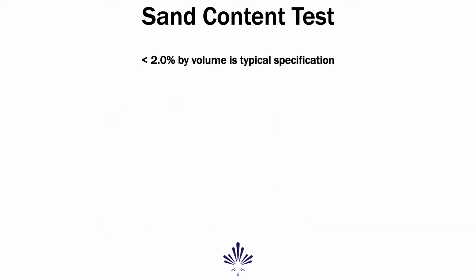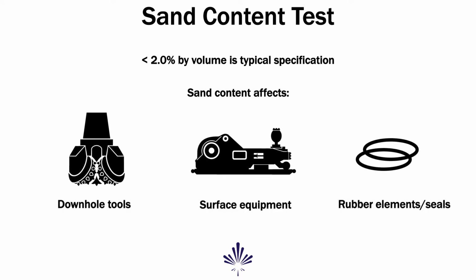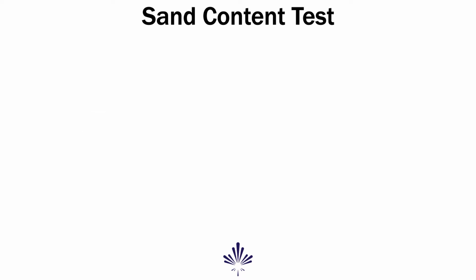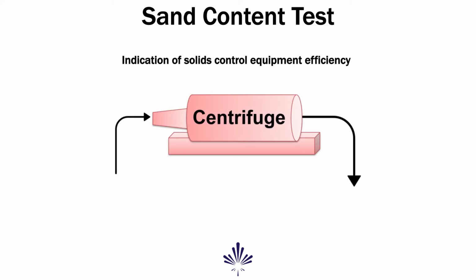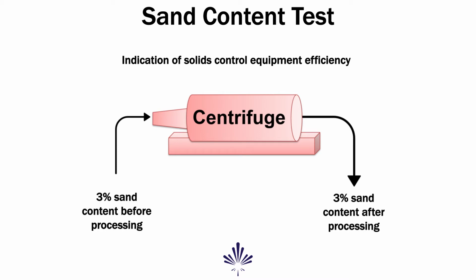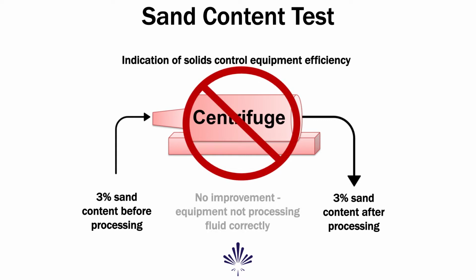The test is critical as a high sand content can lead to some tools and rubbers washing out due to the abrasive nature of some of these larger sized materials. The test can also be used to get an idea of how well your solids control equipment is running. A quick sand content check before and after shakers or before and after centrifuge processing can give you insight as to how well the equipment may be running.